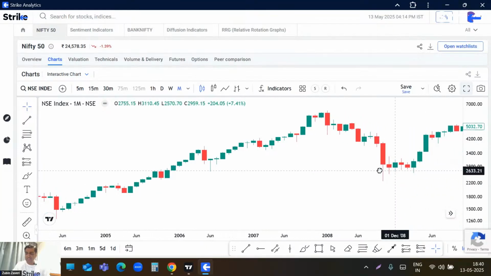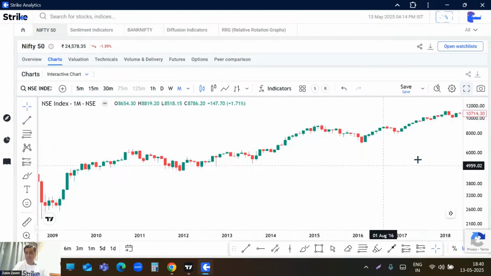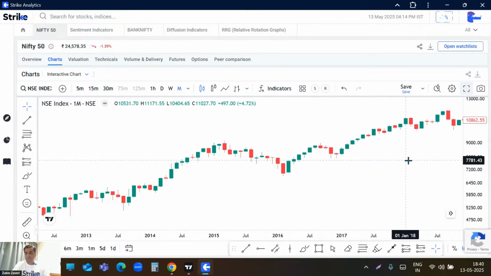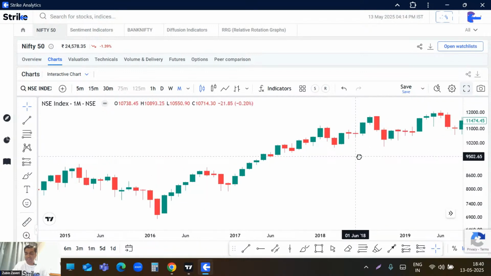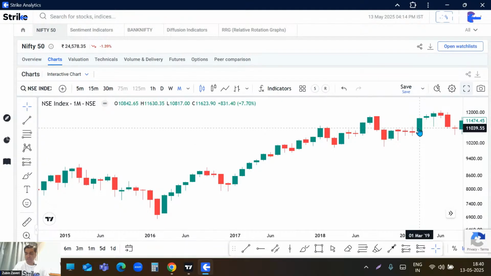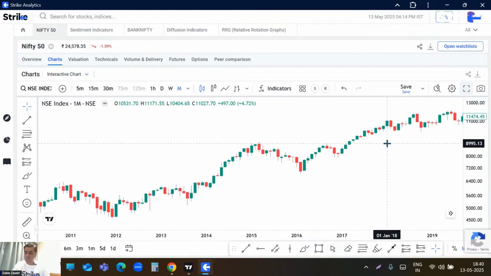And then recently, in 2019, before COVID, there was the Pulwama attack on 14th of February, Valentine's Day, 2019. If you can see the February and March months over here, again the market did not do much, and in the next month, March, it picked up. So this was a little bit of history.